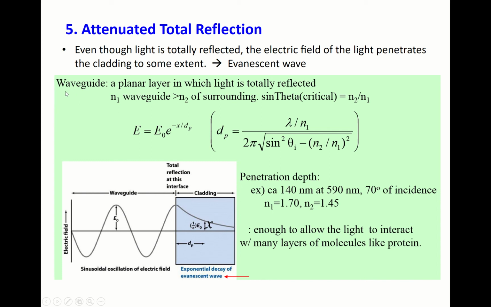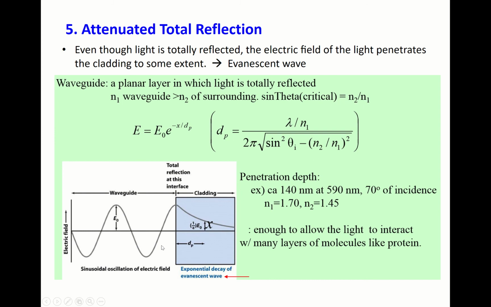As I said, using total reflection, we can make the waveguide. A waveguide is a planar layer in which light is totally reflected. The waveguide has a refractive index n1 greater than the n2 of the surrounding material. The sine of the critical angle is n2 over n1, right?